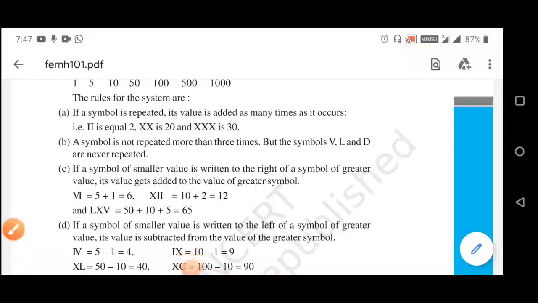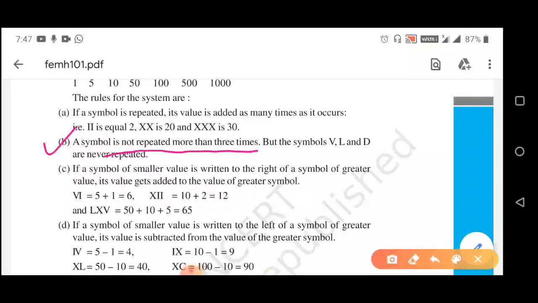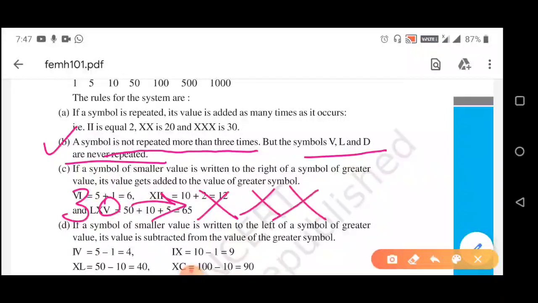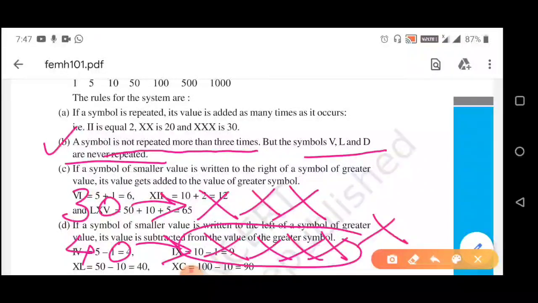The next rule is, a symbol is not repeated more than 3 times. But symbols V, L and D are never repeated. So we cannot repeat a symbol more than 3 times. So for 30 we will represent 30 using 3 X's. But we cannot write 40 like this. We cannot repeat a symbol 4 times. We can repeat a symbol only 3 times.